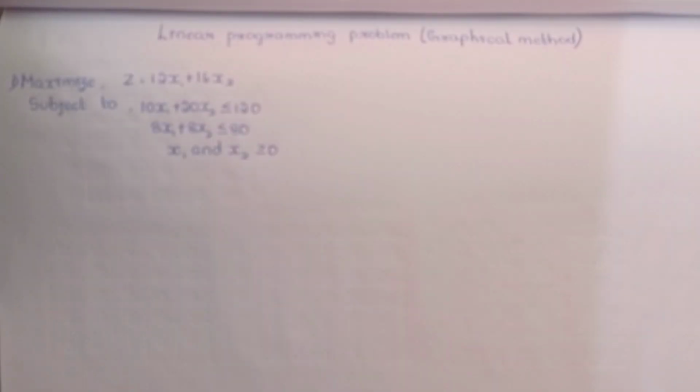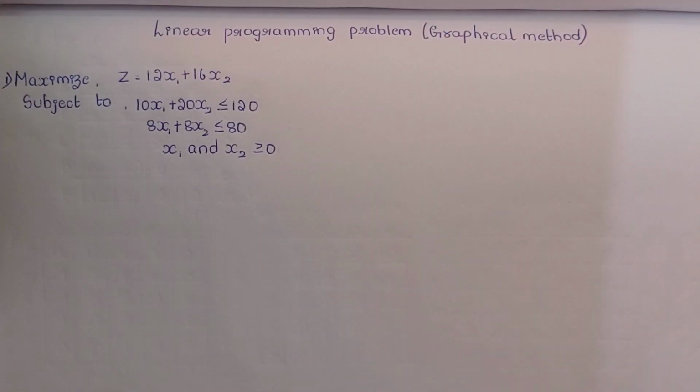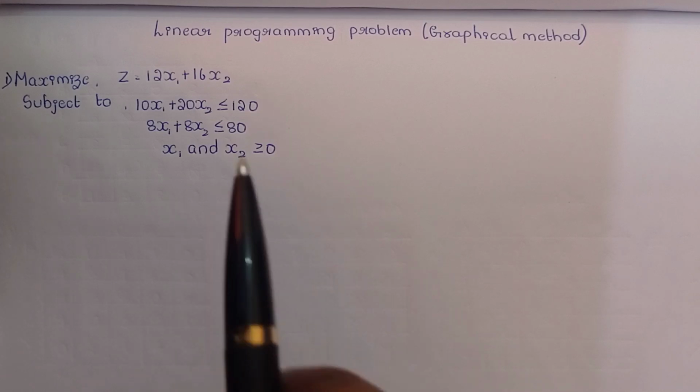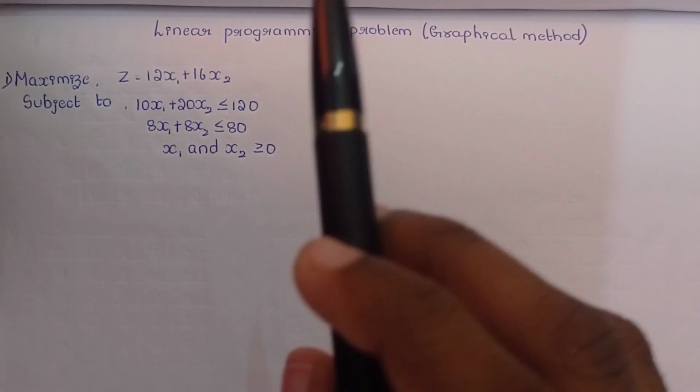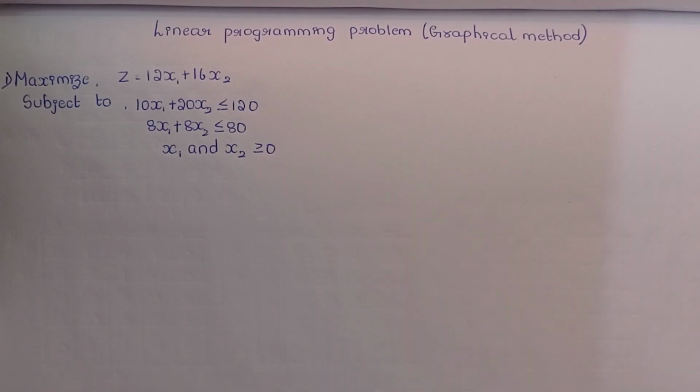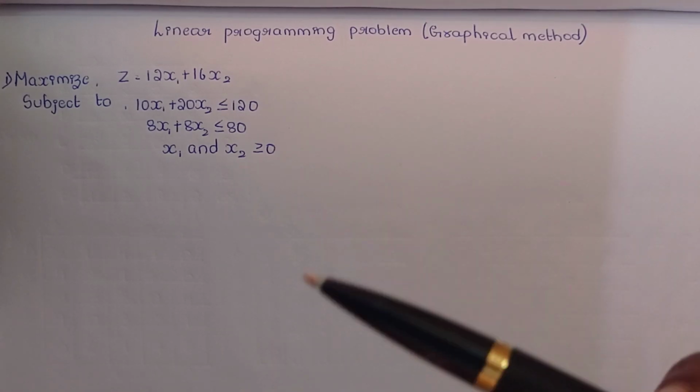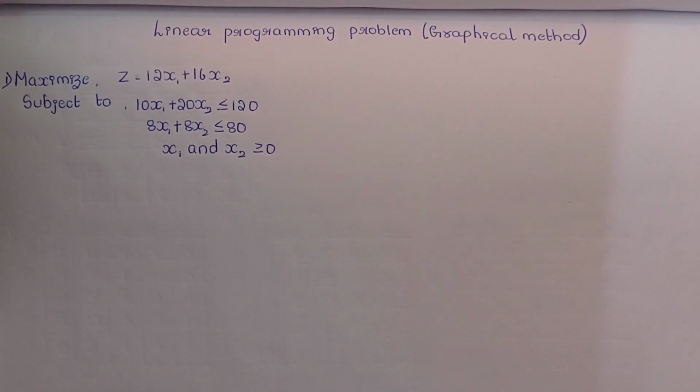Question. When it comes to a graphical method, it is applicable only when we have two variables. The variables here are x1 and x2, right? So when we have two variables, then we can use this graphical method. When we have more than two variables, this method is not suitable.